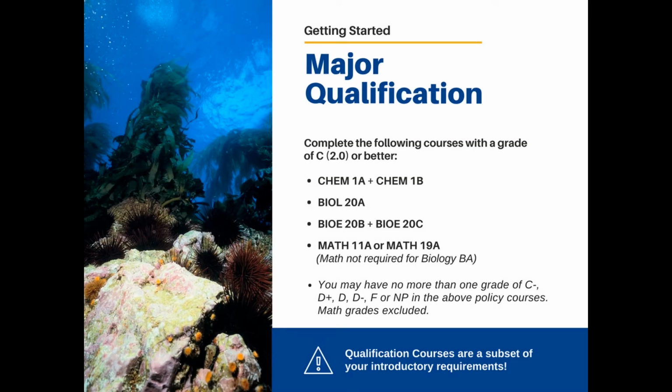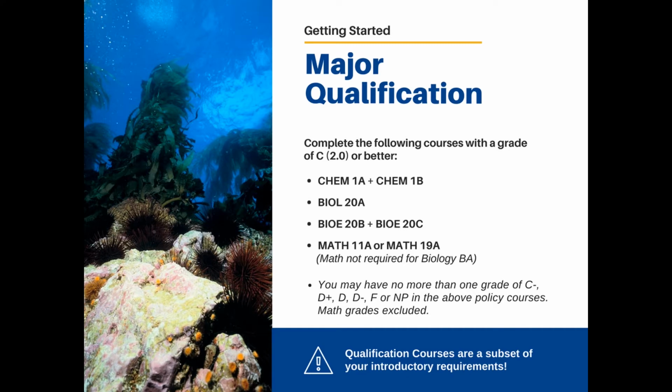Every major at UCSC will have something called a major qualification policy. You will need to meet the requirements in this policy in order to go from proposed to declared in any major. All of our majors have the same qualification policy. That means that you can take the same courses and declare in ecology and evolution, marine biology, or plant sciences. The biology BA major requires all of the same courses except for calculus in order to declare.